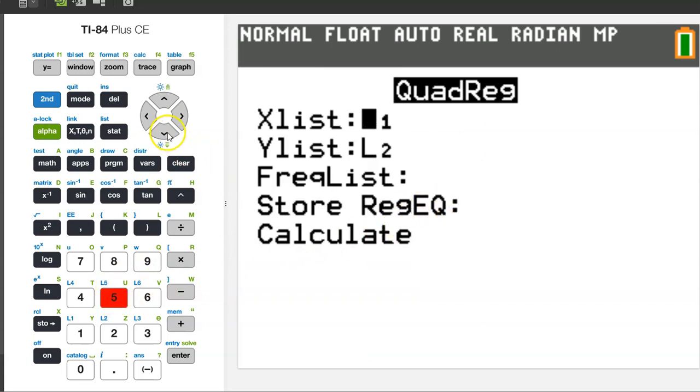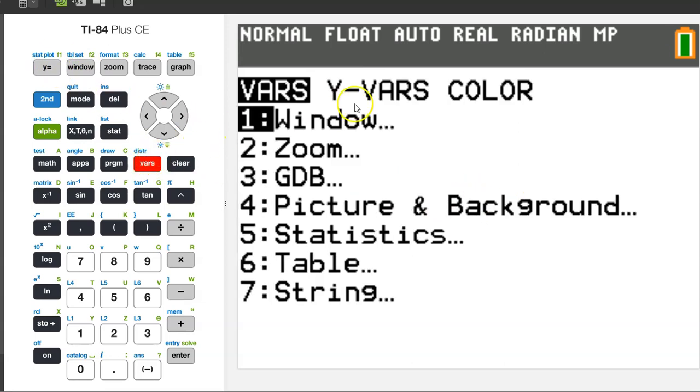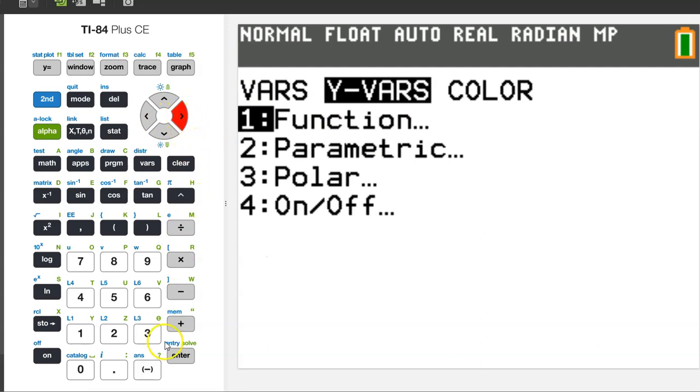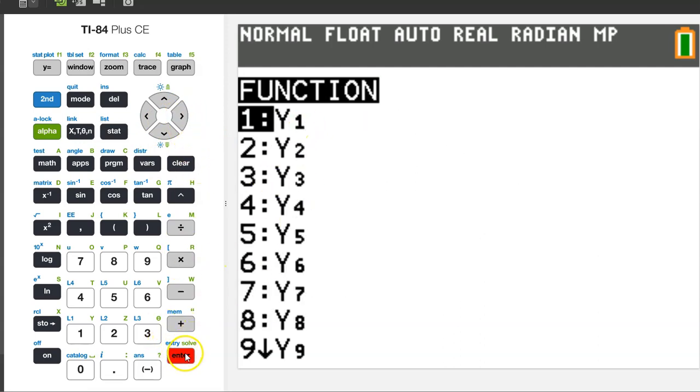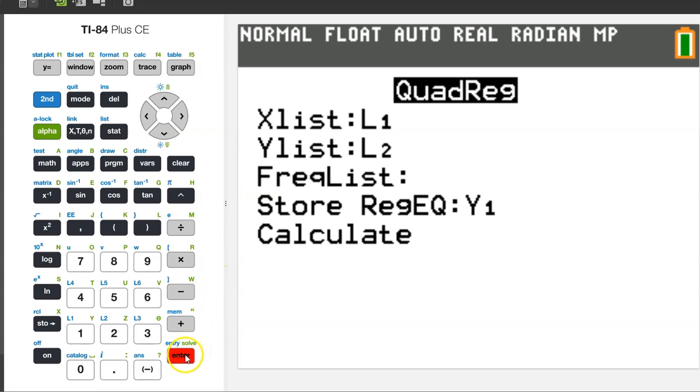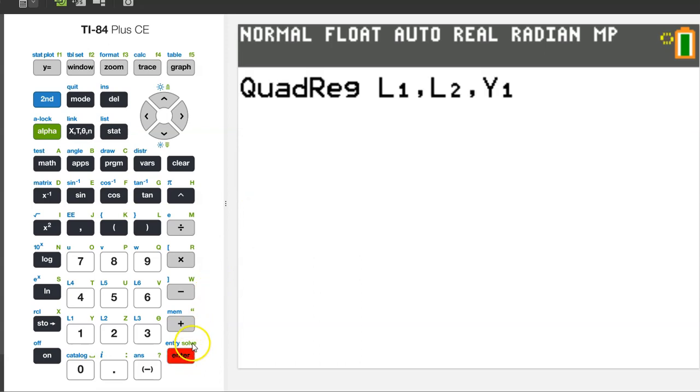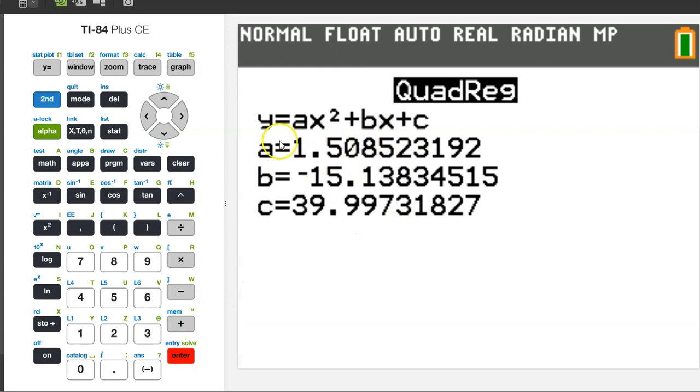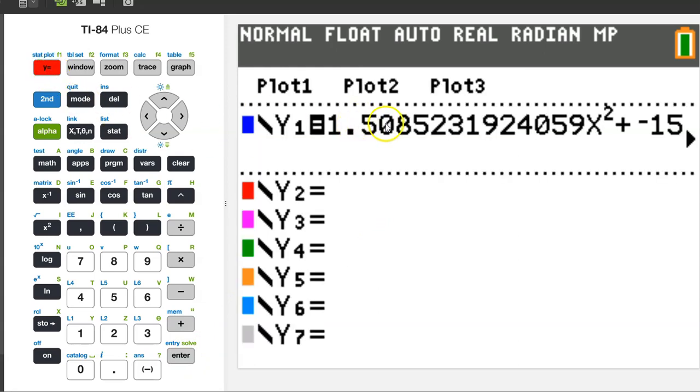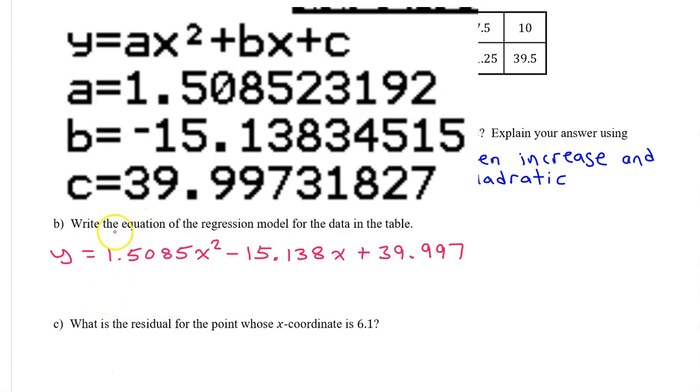Before you hit enter, I suggest you always go down to Store Regression Equation as y1 in your y equals area. You can do this by hitting the vars button, switch over to yvars, hit enter for function, and enter again for y1. Now when you hit calculate, this regression equation will show up on y1. Record your regression equation by plugging in the values of a, b, and c. Use 3 decimal place accuracy.